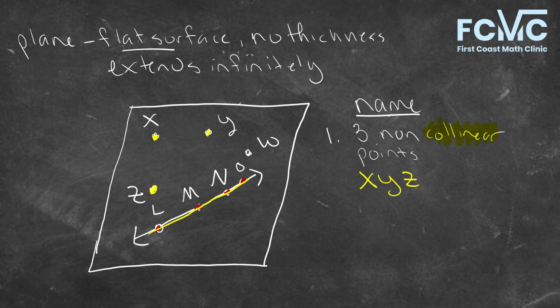Let's think of maybe three other points that are non-collinear. So what about, we've got point W here, Y here, and Z here, right? We can't draw a straight line through those 3 points like, again, we can through L, M, N, and O. So we could also name this plane Z, Y, W. Right, so two different ways that we can name that plane using the non-collinear points X, Y, Z, or Z, Y, W. So that's the first way.